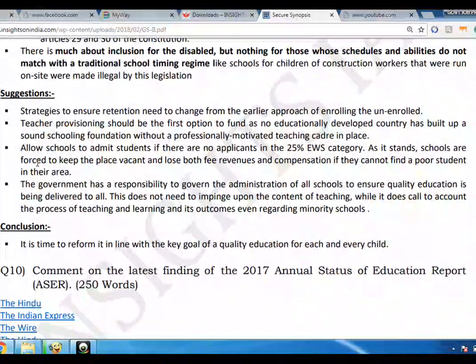Allow schools to admit students if there are no applicants in the 25% EWS category. As it stands, schools are forced to keep the place vacant and lose both fee revenues and compensation if they cannot find a poor student in their area.